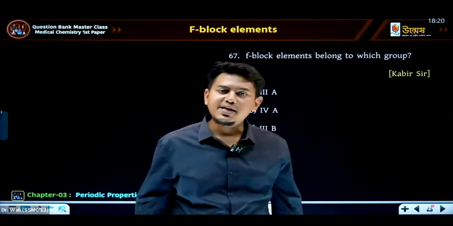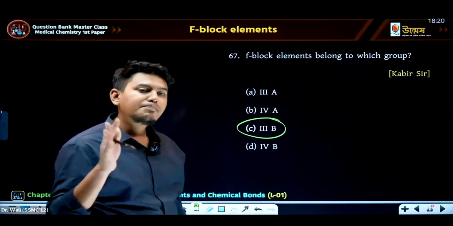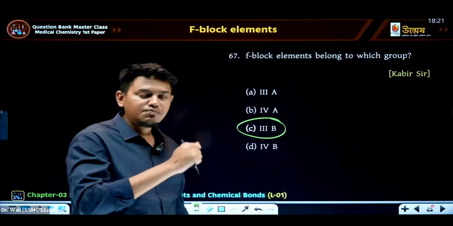F block elements belong to which group? Very easy to answer. It is group 3. So the answer will be 3B. Again, I'm repeating. B subgroup contains the D block and F block elements. A subgroup contains the S block and P block elements.